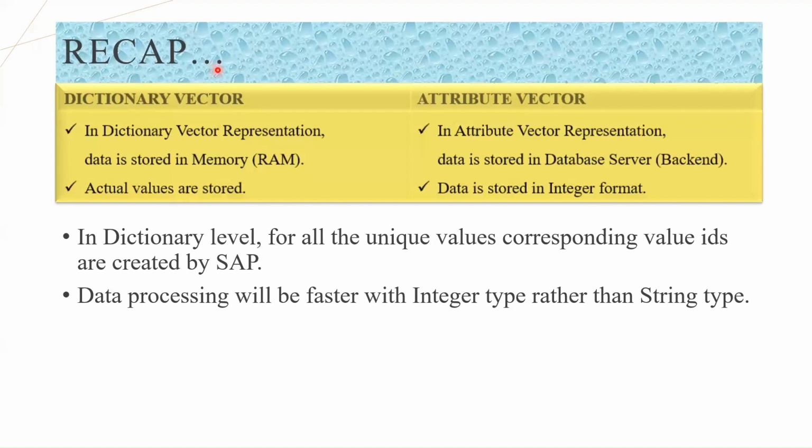Let's go through some key points what we have learned so far. In case of dictionary vector, the data is stored in memory, or we can call it as RAM. And in case of attribute vector, the data is stored in database server, which is in the backend. Here, actual values that can be of integers or characters or strings or whatever the data the user has actually stored, that will be seen in case of dictionary vector. And in case of attribute representation vector, the whole data whatever the user has maintained in the dictionary vector can be converted into integer format for fast processing.